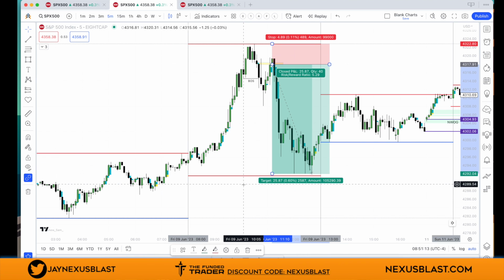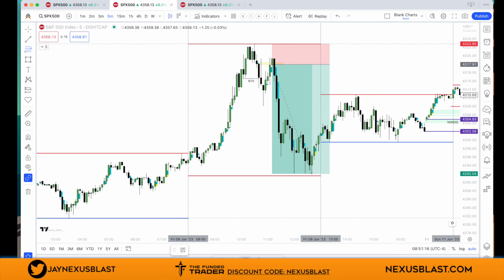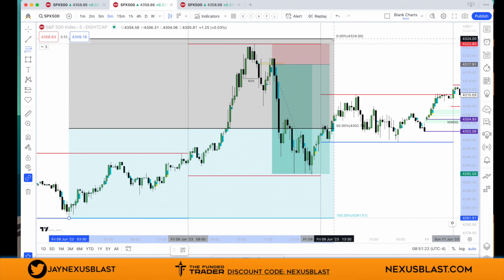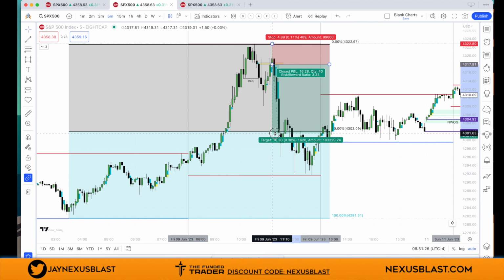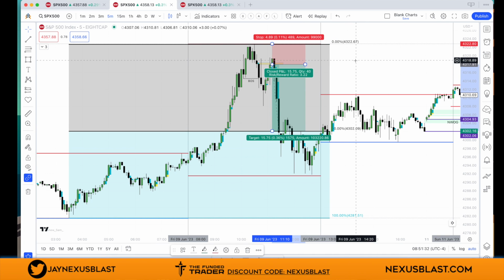So where would I draw the 50 fib on this chart? I would draw it from this low that's not been tapped into all the way to this high. And we have our 50 fib level, and this would be our trade. You have a 3R trade from this move right here.